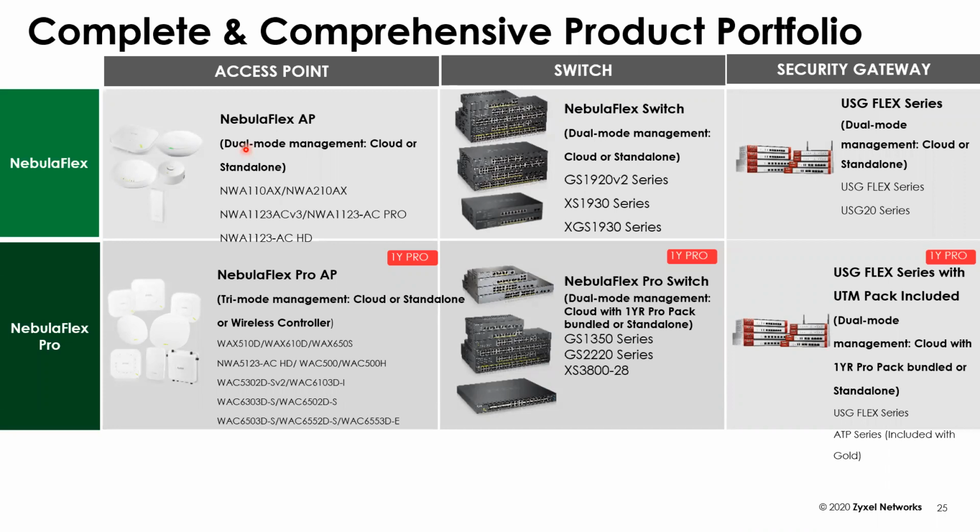For Nebula Flex Pro, it's all of our business class access points that start with a number 5 or a number 6. On the switch side of things, it's the GS1350 series, the GS2220 series, the XS3800, and it will also be on the new XGS2220s when those come out. And then on the security side of things, Nebula Flex Pro, where you get that bundled 1-year license, is on any of the USG Flex or ATP series that come with UTM out of the box. It's part of that UTM bundle.